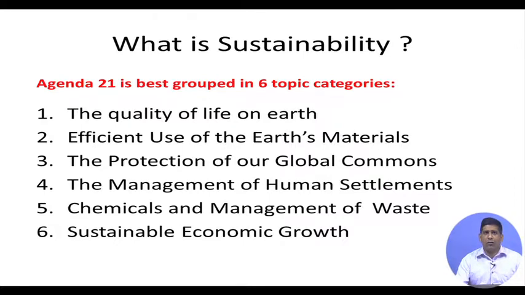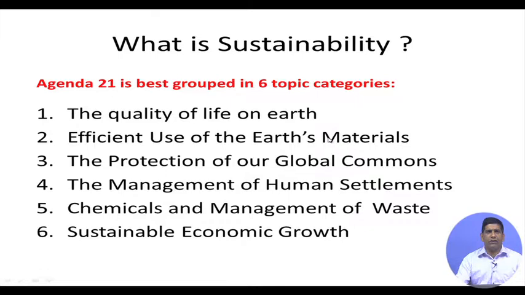Protection of our global commons. We need to make sure that whatever we are doing is actually good for our global commons. And then management of human settlements. We have to make sure that we are not creating a lot of social problems. Management of human settlements, managing the waste, and then economics. So the first part you can see, quality of life on Earth, management of human settlements, and protection of our global commons, these are more in terms of your social aspect.